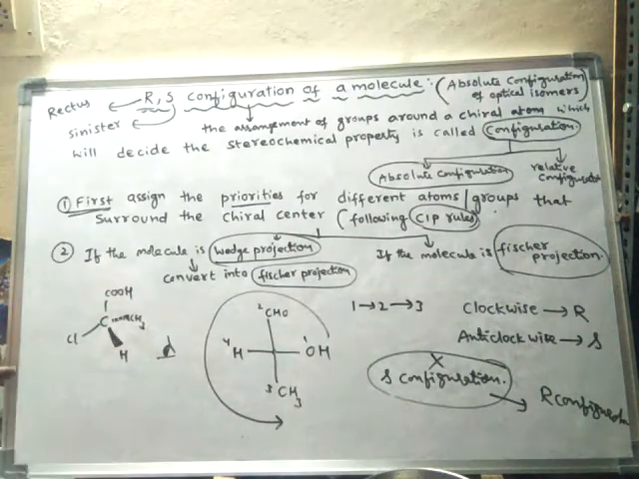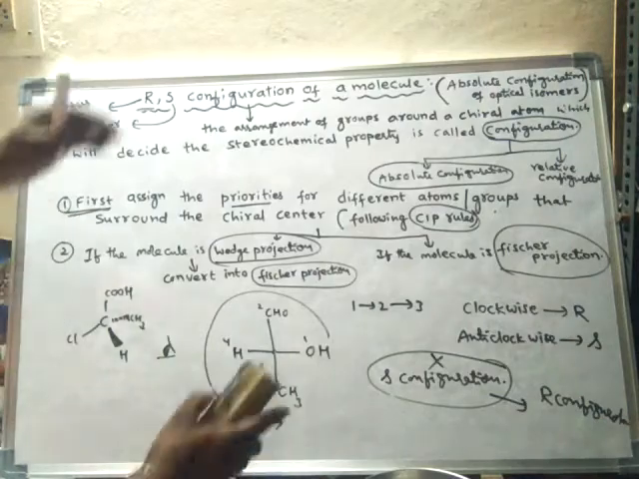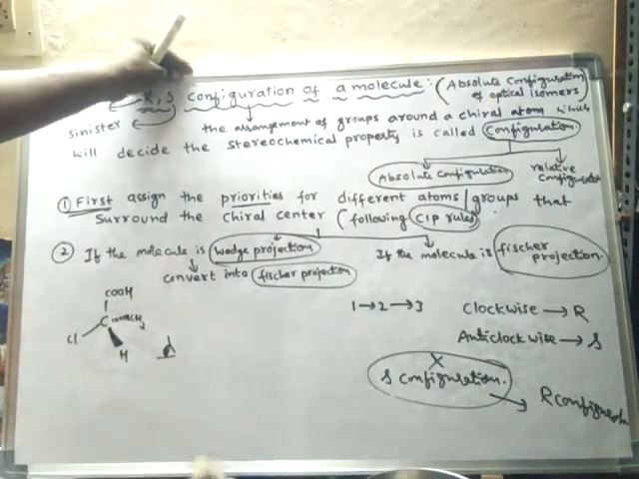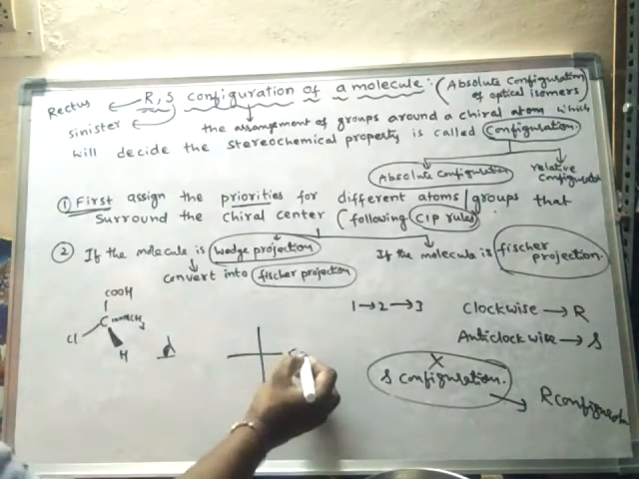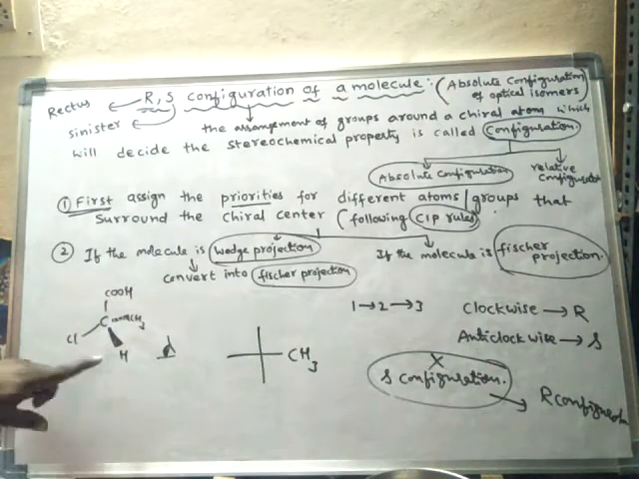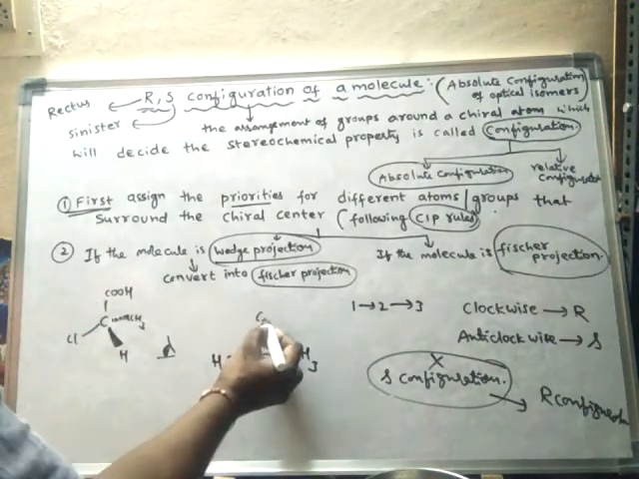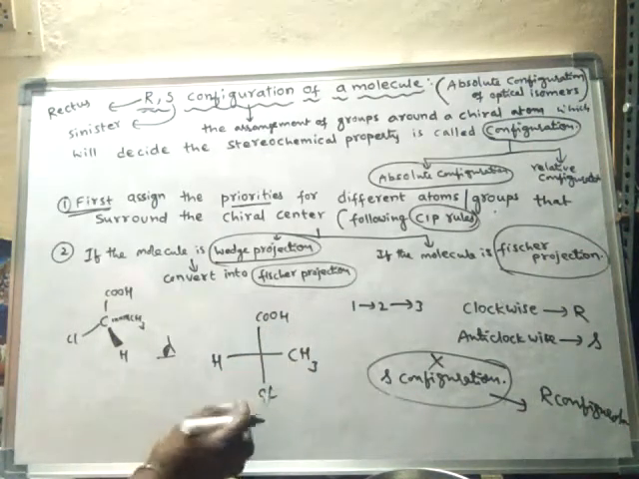So now I can convert this wedge into Fischer projection like this. The one which is towards the right side should be written towards the right side only. Here it is towards the left side. And this is on the top, and this is on the bottom. Okay.